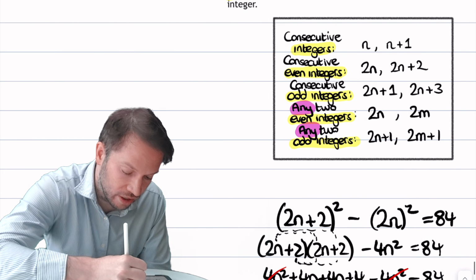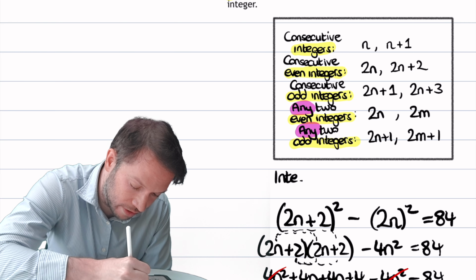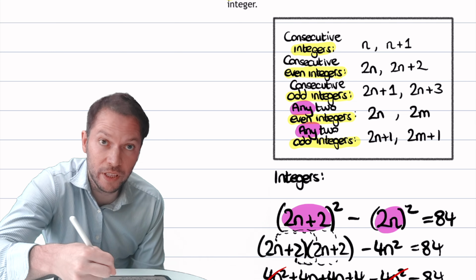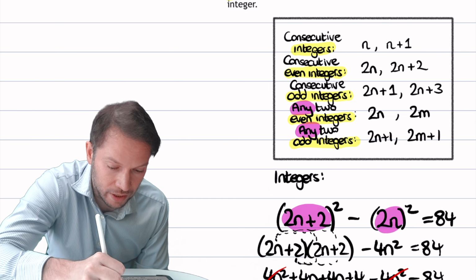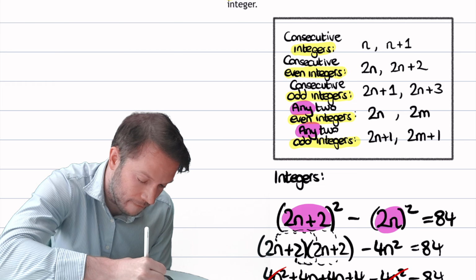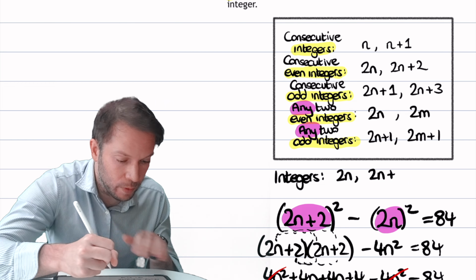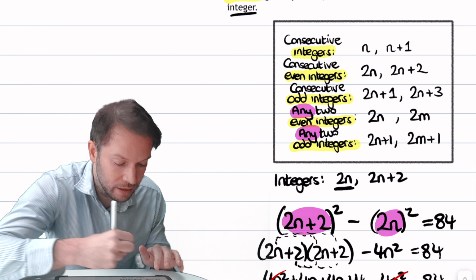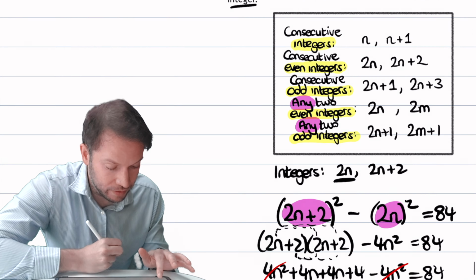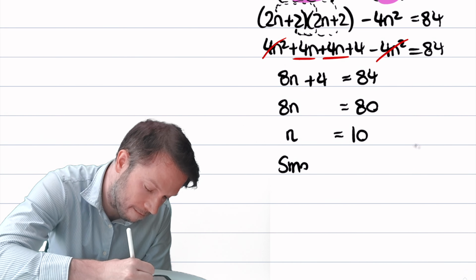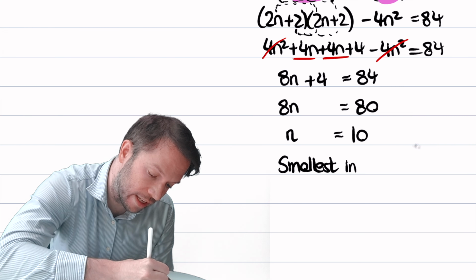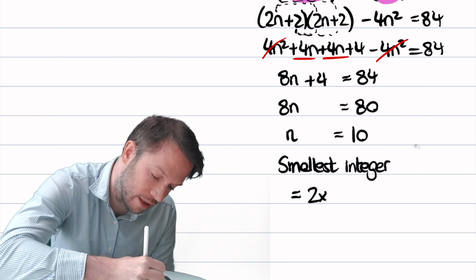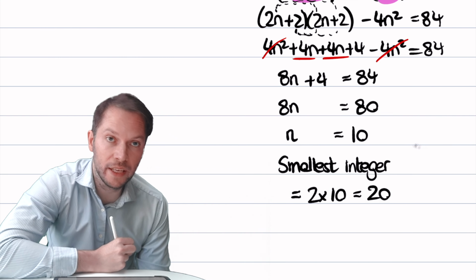Well, our integers, our two whole numbers, our two even numbers, were this and this, weren't they? The 2n and 2n plus 2. Those were the two even integers that we chose that were consecutive. Now we want the value of the smallest integer, which is this one here, the 2n. So the answer is going to be 2n. So the smallest integer of the two consecutive even integers was 2n, so 2 times 10, which is 20. And that is the answer.